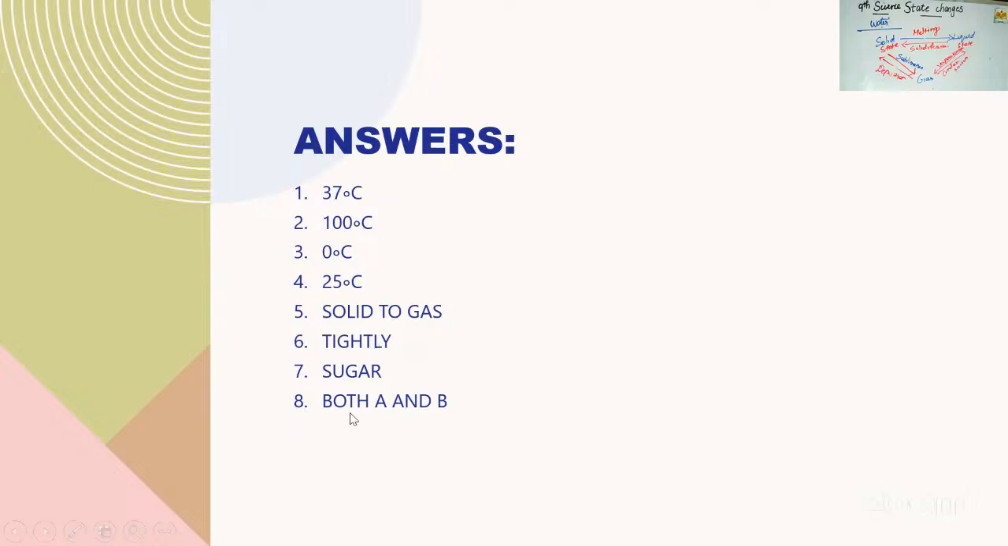Seventh question. Soluble in water means sugar is the soluble material. Sand and oil are insoluble in water. So sugar is the right answer for that. Eighth question, third option, both A and B. Yes, water is a compound as well as a pure substance. How is it called a compound? Hydrogen and oxygen are both in that water, so it is called a compound. So both A and B is the right answer.